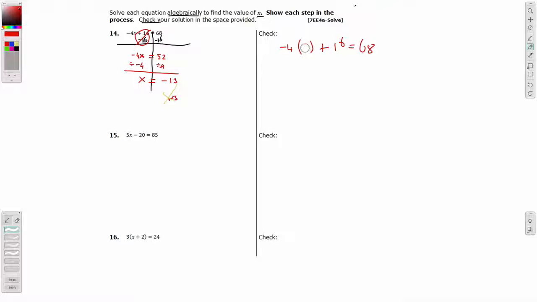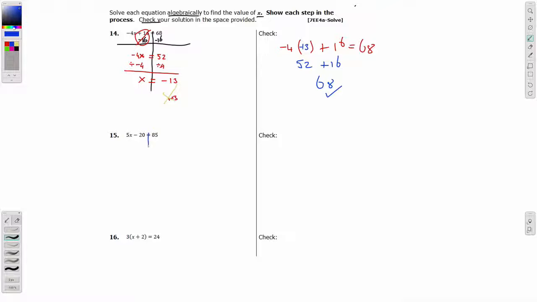And I'm going to erase the part here. And instead of putting positive 13, I know that my variable represents negative 13. So now, negative 4 times negative 13 equals positive 52 plus 16. 52 plus 16 does indeed equal 68. So that is now correct.